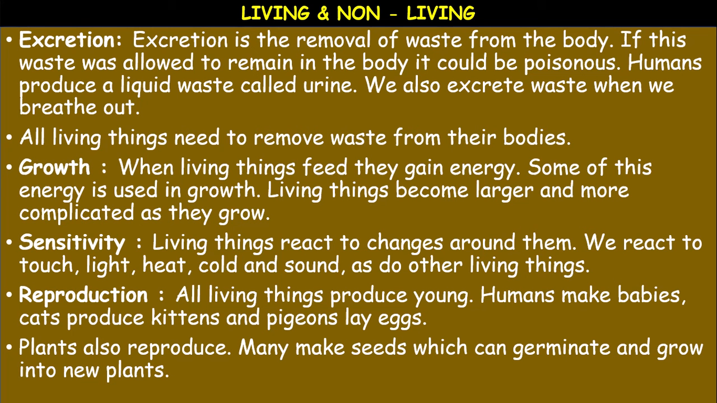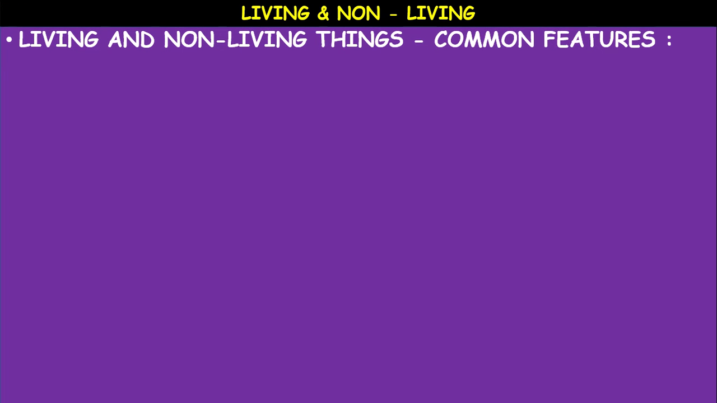Plants also reproduce. Many make seeds which can germinate and grow into new plants. They show vegetative propagation also. Some reproduce by stem, some by flowers, some by leaves, roots, etc. These are the seven important characteristic features of living beings.